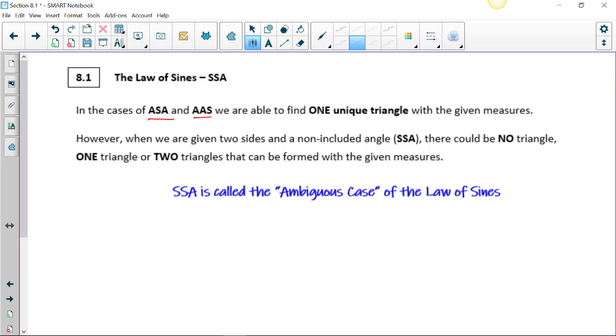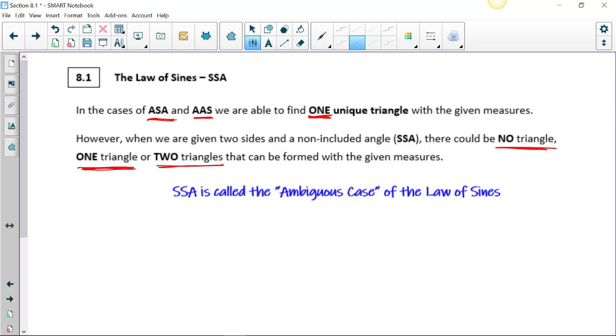The difference is that with two angles and a side, we were able to find one triangle that could be made with those three given measures. But when we get to the side-side-angle, or the ambiguous case, there's a possibility that we may not be able to make a triangle at all, or only one triangle will be able to be made with those measures, or we could possibly have two different triangles. So that's why it's ambiguous. We don't know what situation we're going to have.